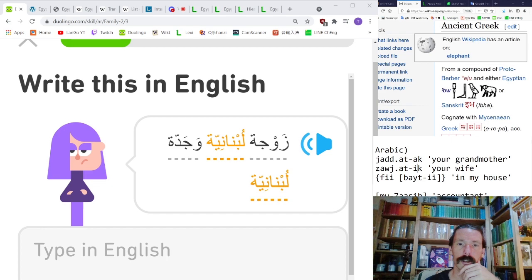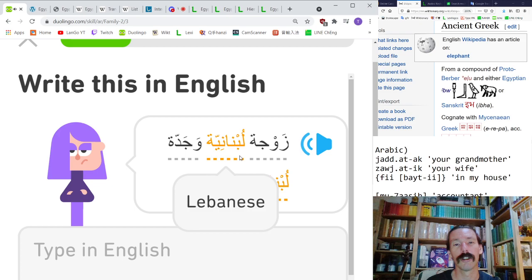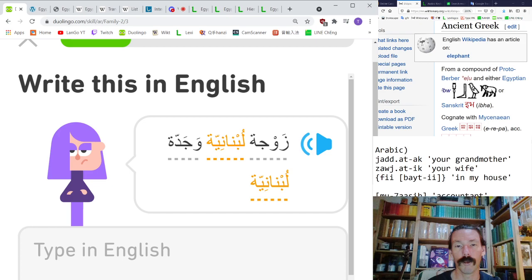Zawja lubnaniyya wa jidda lubnaniyya. So you want to give this one a try? Zawja. What's that? Lubnaniyya. This has a real nice look to it with those two types of letters. Is that noon? No. One dot over. What is one dot on the top? For the fence-shaped one, a single dot above is N, the combining form. Okay, so that is N. Lubna. Lubna.